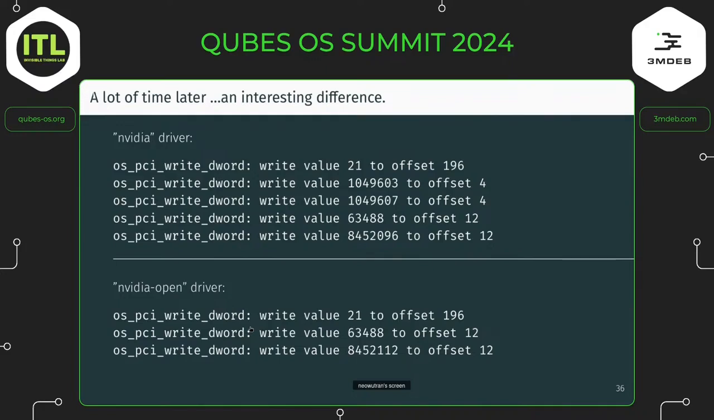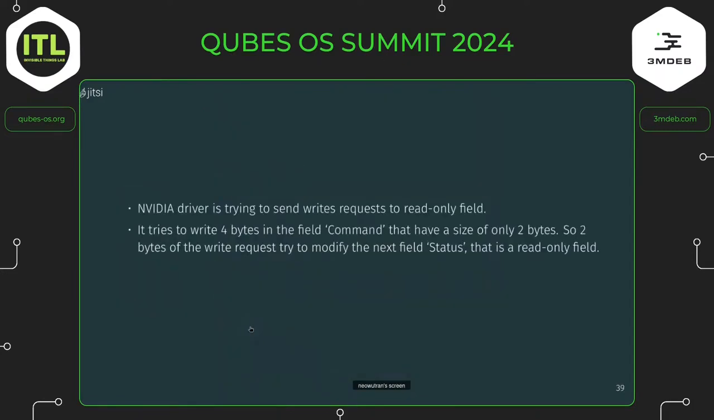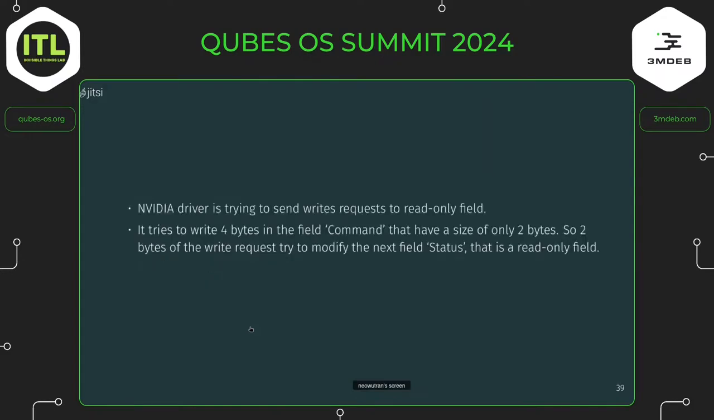We see a 4-byte write done at offset 4 by the Nvidia driver. It corresponds to a 2-byte write to the command field and a 2-byte write to the status field. However, the status field is a read-only field. The driver should never try to write to a read-only field. So we just found a bug in the Nvidia driver: it tried to write a read-only field.